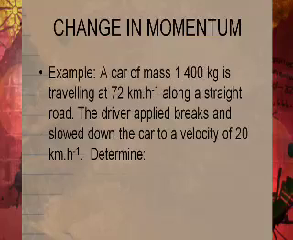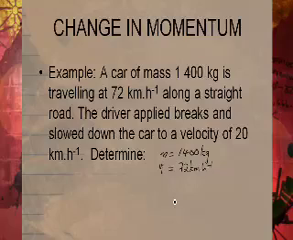Let's have a look at an example here. A car of mass 1400 kilograms is traveling at an initial velocity of 72 kilometers per hour, okay, along a straight road. The driver applies brakes and slows down the car to a velocity of 20 kilometers per hour. So v final equals 20 kilometers per hour, okay?